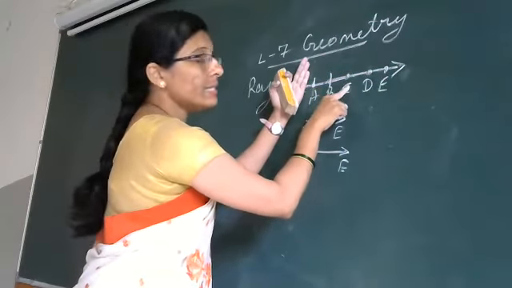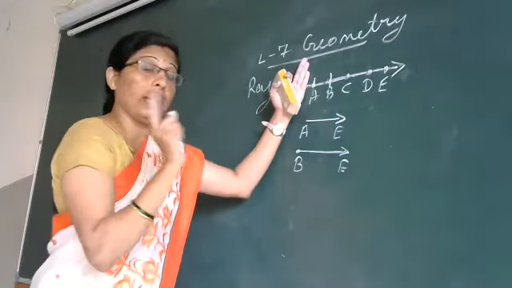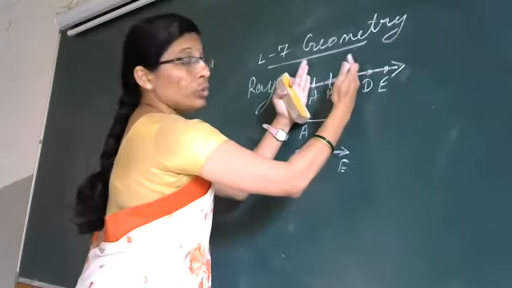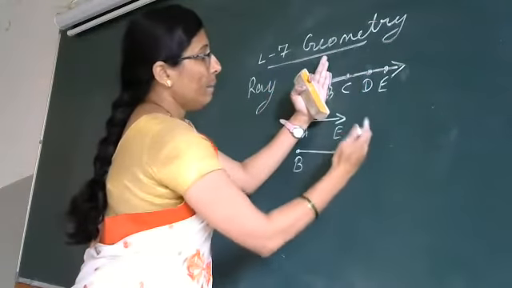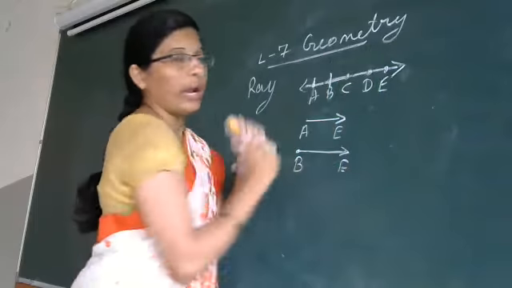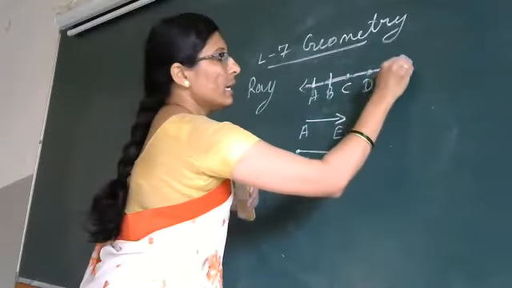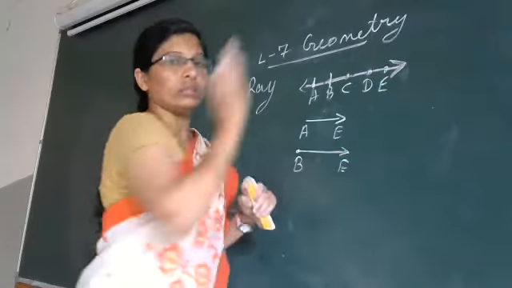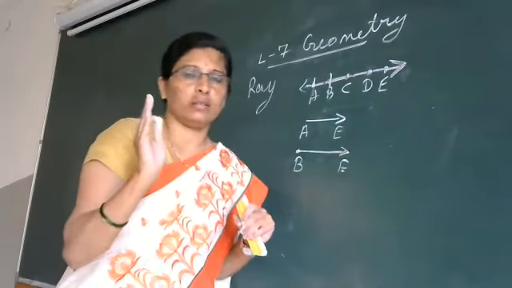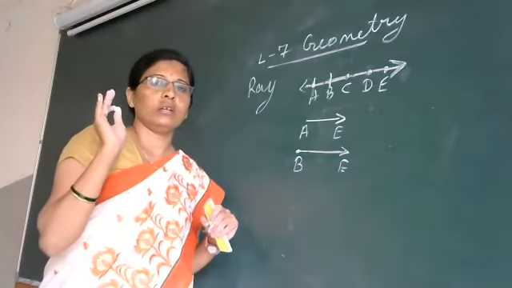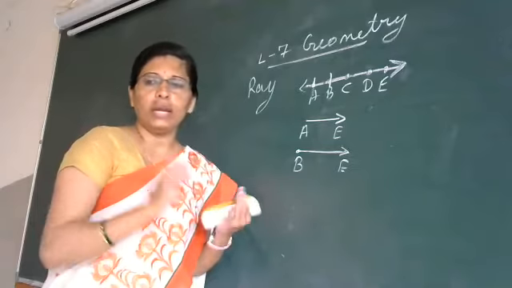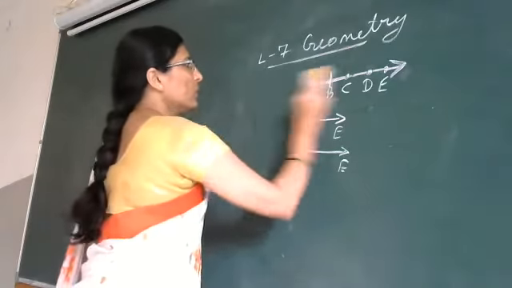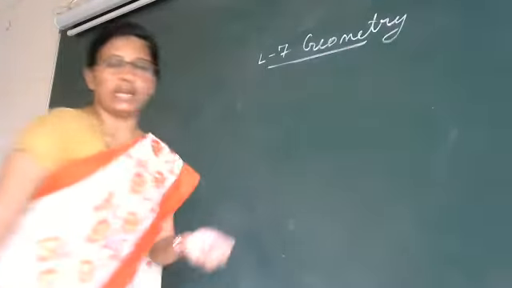If you are taking A and C, it is a line segment because it is having two endpoints. B and D it is having two endpoints, but this is having one arrow. So one side it is going, so it will be a ray. Understood? Yes, ma'am. Okay. So this is about these basic concepts.